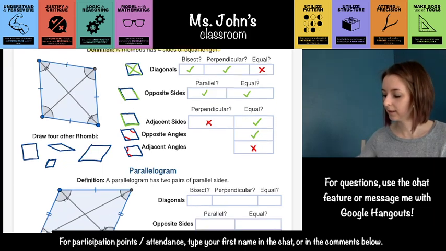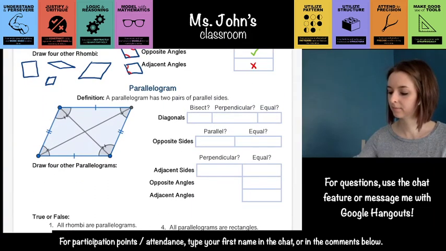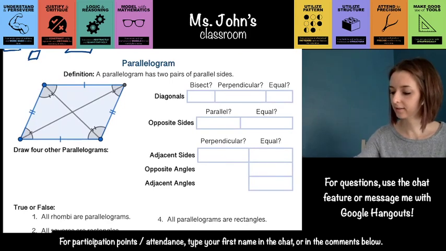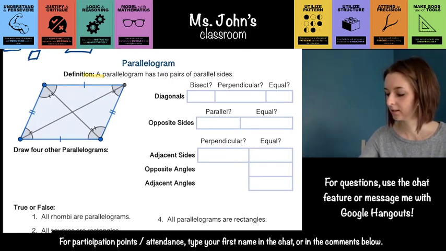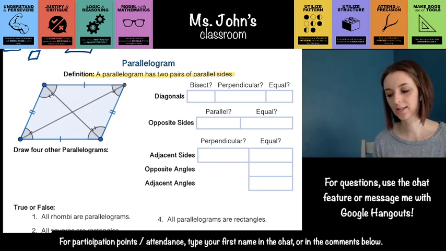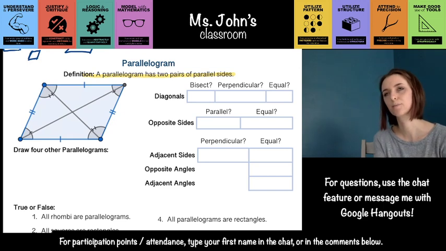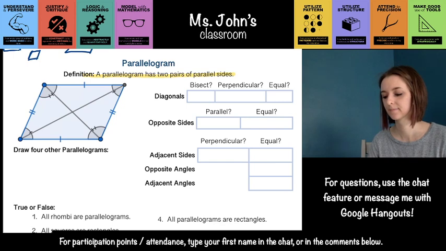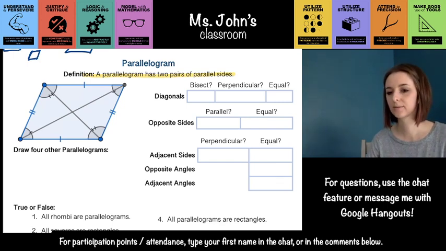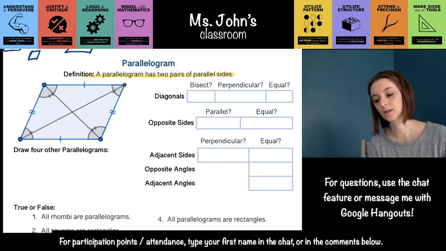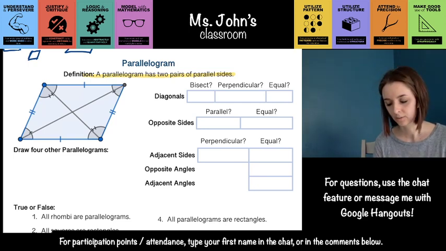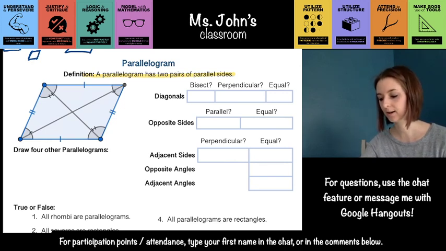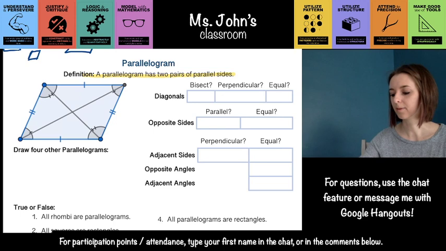And now we come to parallelogram. A parallelogram's definition is just that it has two pairs of parallel sides. So both opposite sides are parallel to one another. So we don't care about lengths, we don't care necessarily about angles, we just care that they're parallel, which has some specific effects on the angles in a parallelogram. But first let's talk about its diagonals.